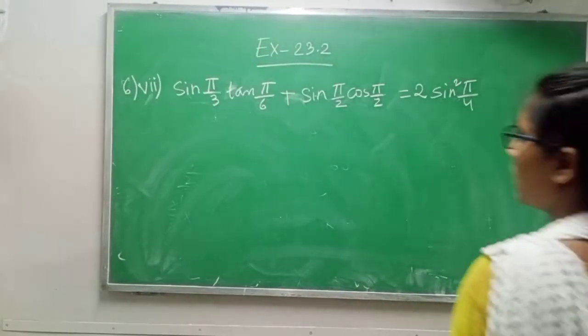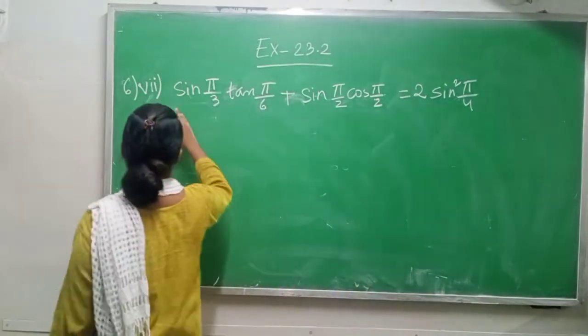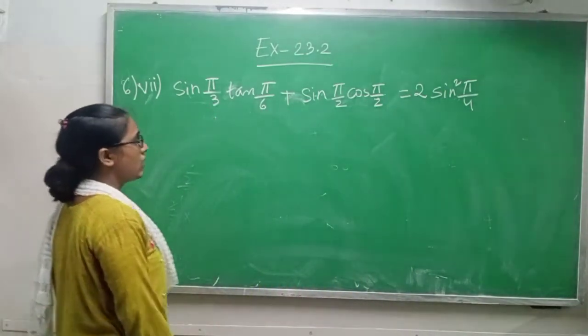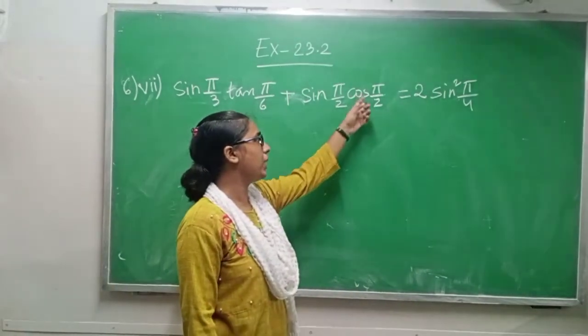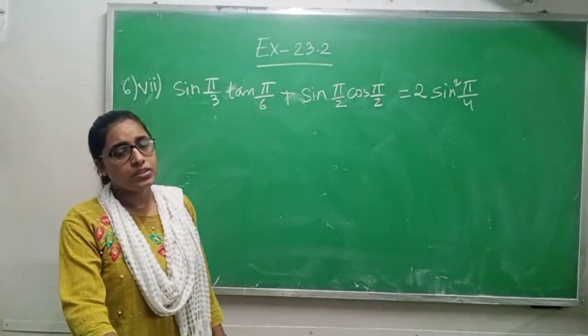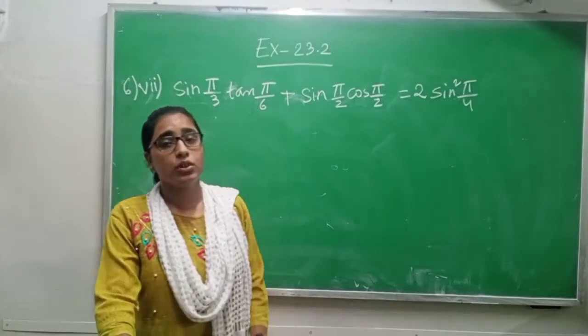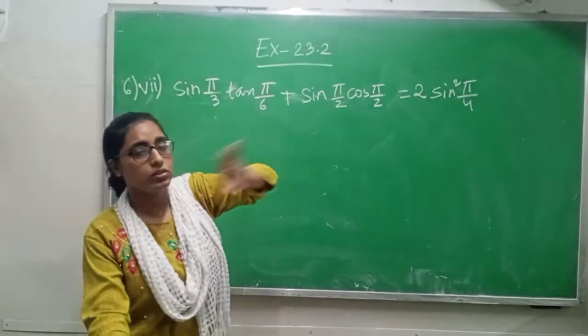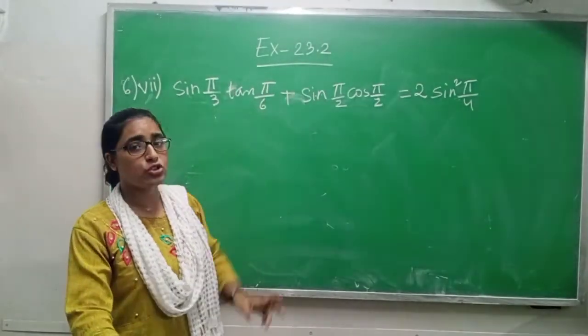Now class 10, see question number 6, 7. It is given sin pi by 3 tan pi by 6 plus sin pi by 2 cos pi by 2 equals to 2 sin square pi by 4. Means this question is in terms of pi. See pi, in all of this you have pi in place of degree.